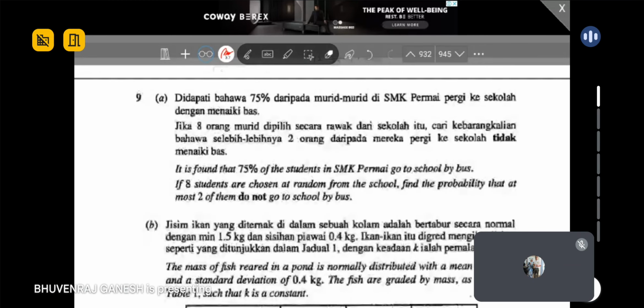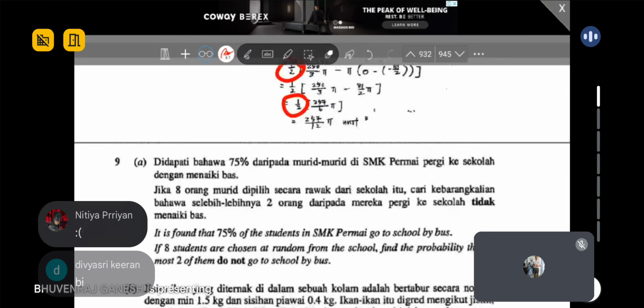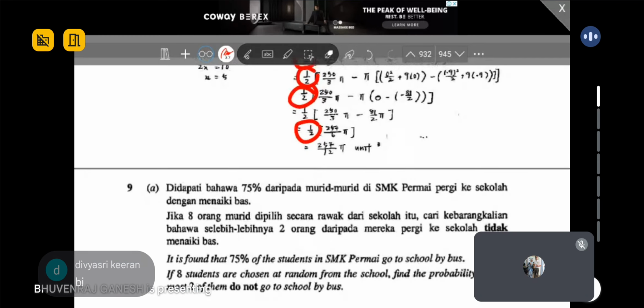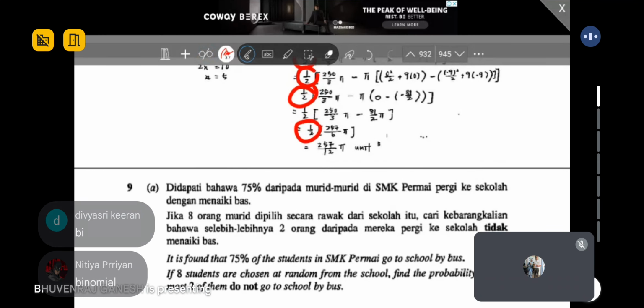Okay, so question 9. This one is your probability. So get ready your table, guys. First one, binomial or normal? I ask you the question. 9A. Very good, this is binomial. Keyword, apa kata kunci yang bagi tahu itu adalah taburan binomial?